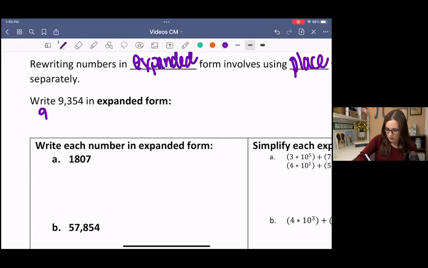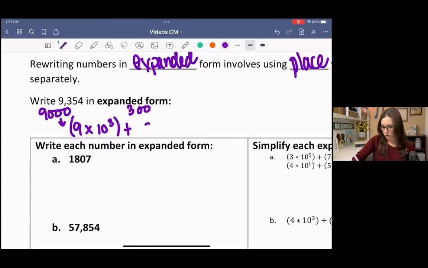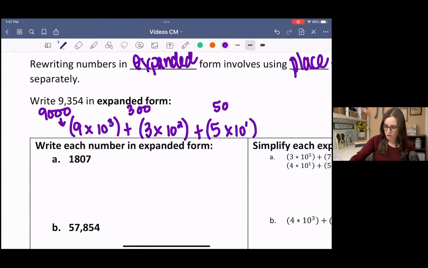It's 9,000, which can be rewritten as 9 times 10 to the third. 10 to the third refers to thousands because it has 3 zeros, which is also the exponent on the base. Plus 300, which is 3 times 10 squared, because 10 squared is 100, plus 50, 5 times 10 to the first, and 4. This is in the ones position, so we have a 0 exponent.